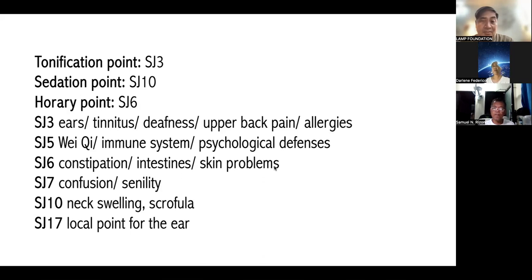Gallbladder, and palayo na ng palayo. Okay, SJ7 for confusion and senility. SJ10 for neck swelling, scrofula. So if you have neck swelling, what are you going to do? So you have to determine if it is excess or deficient. Kasi pag excess, you have to sedate it. So doon na talaga makikita yung impact ni SJ10. But if it is deficient, it is soft, probably mayroong phlegm, then you have to tonify it.